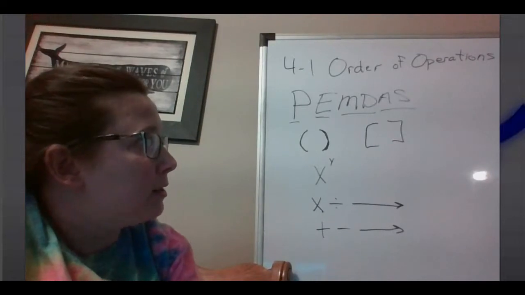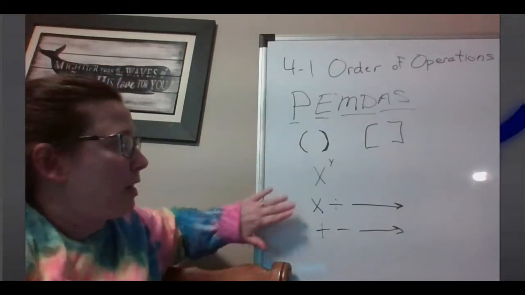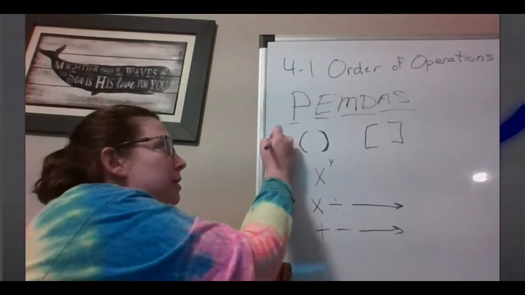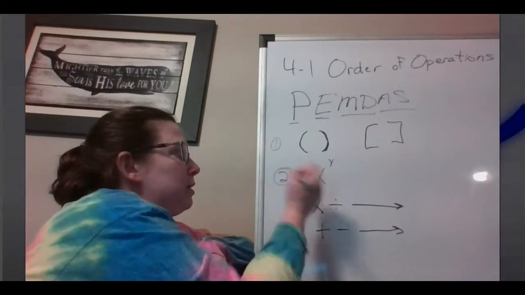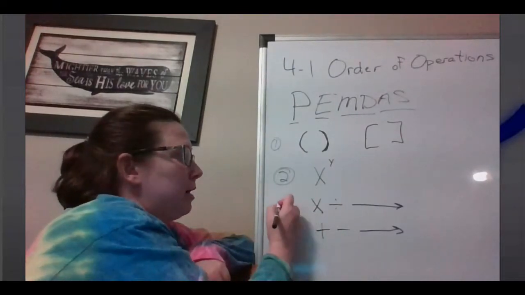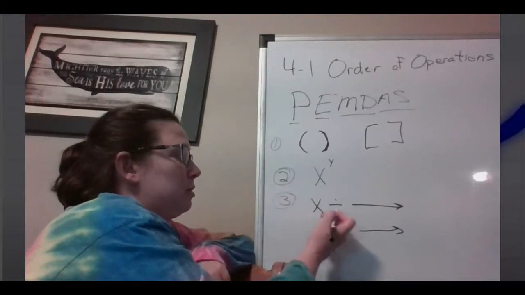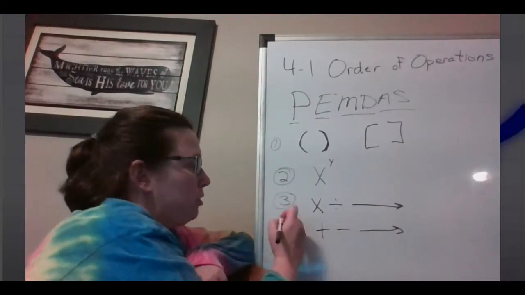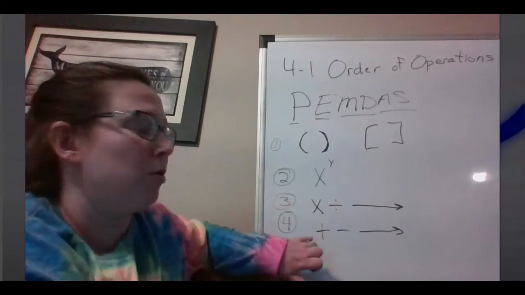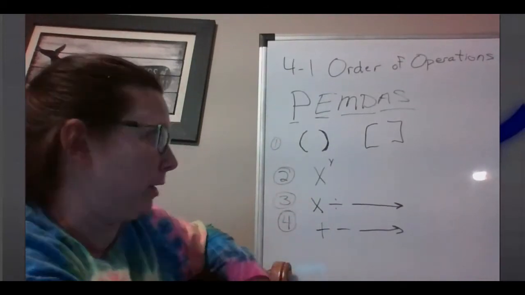The way that I like to teach it is these 4 steps. So we have step 1, which is parentheses, step 2, exponents, step 3 is multiplication and division, left to right, and step 4 is add and subtract left to right.